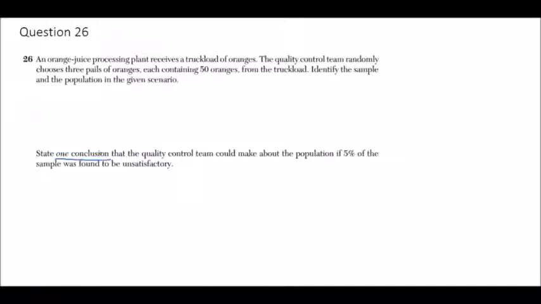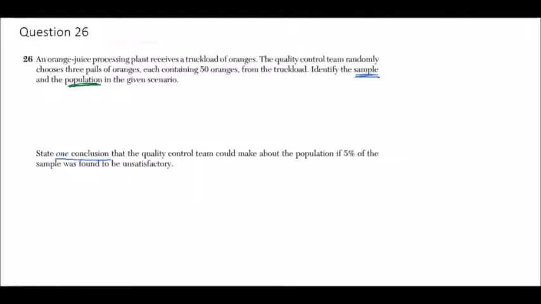An orange juice processing plant receives a truckload of oranges. The quality control team randomly chooses 3 pails of oranges, each containing 50 oranges from the truckload. Identify the sample and the population in the given scenario. So the sample and the population in the given scenario.